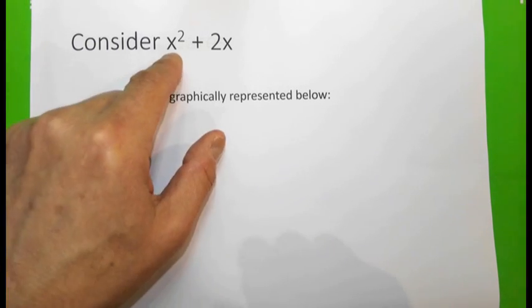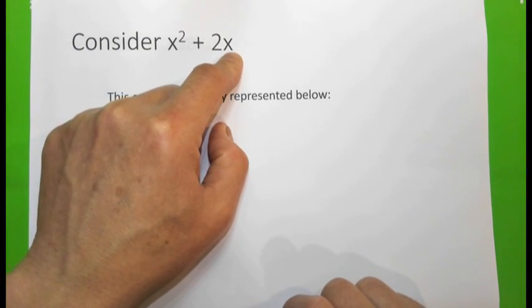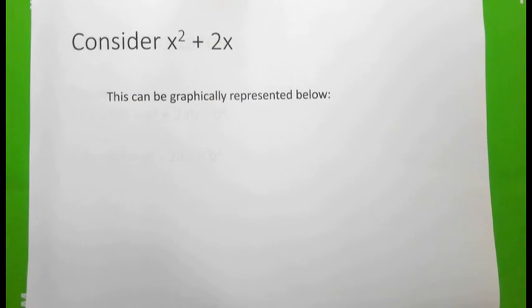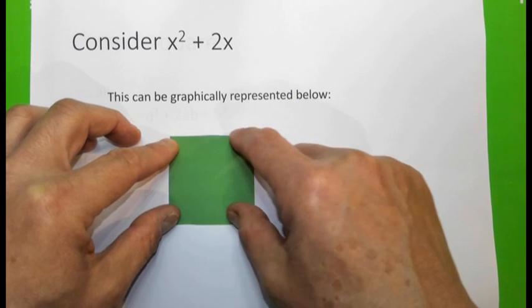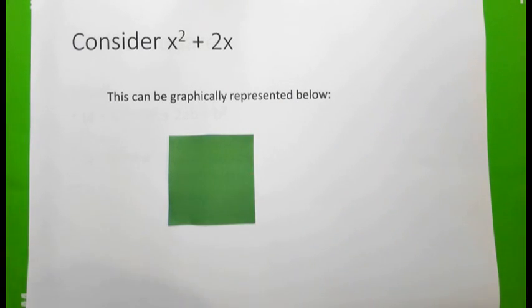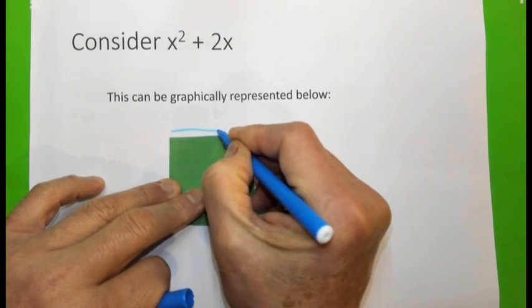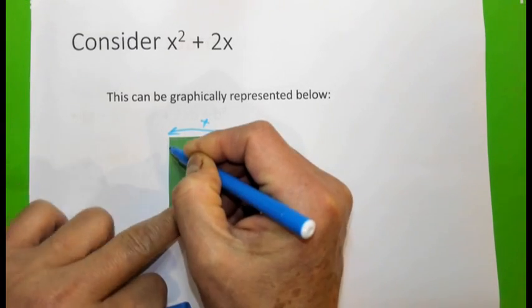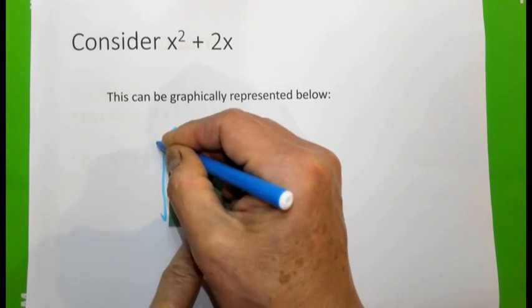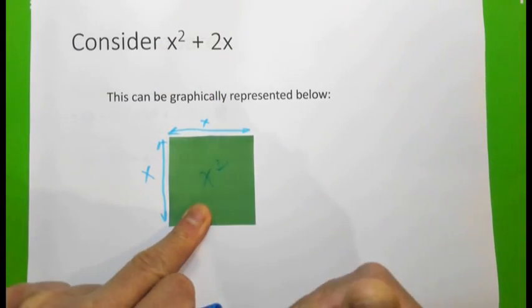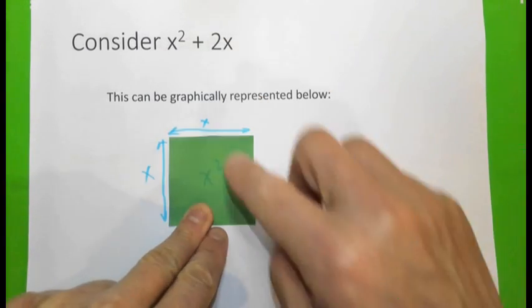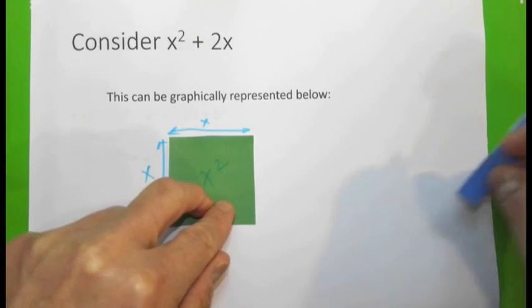Alright, let's consider an expression x squared plus 2x. How do we actually factorize it by completing the square? First, we can graphically represent this expression this way. Now, let's say this is a square. Alright, we know that we can assign this as x and x. Therefore, the area of this is actually x squared. Correct? Now, how do we represent 2x graphically?